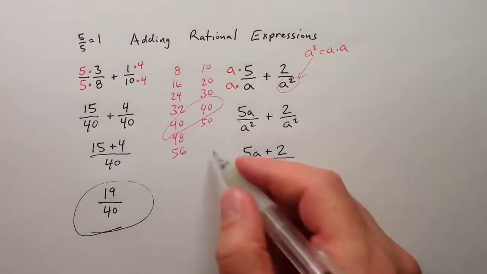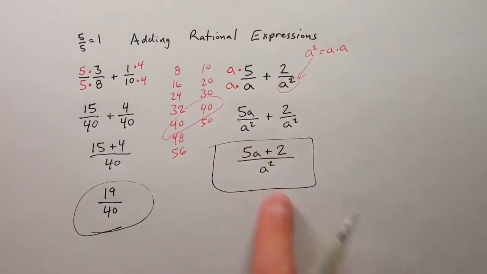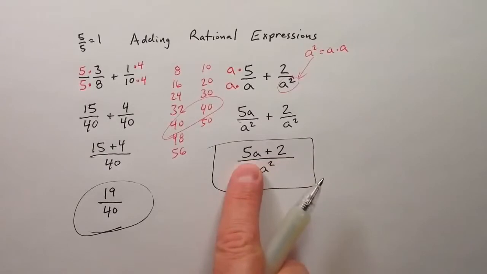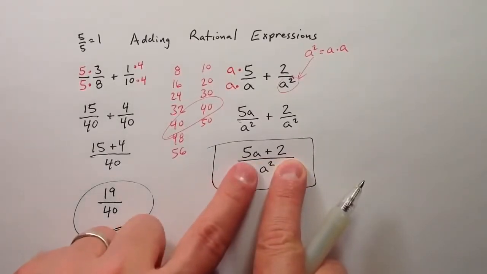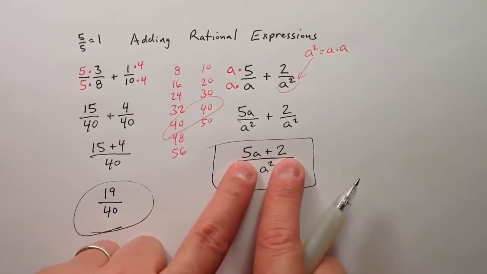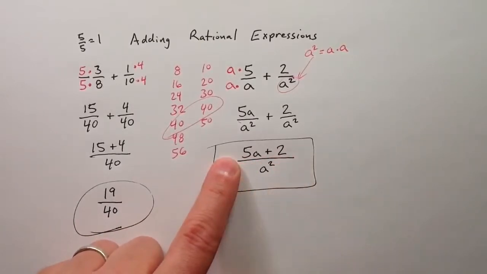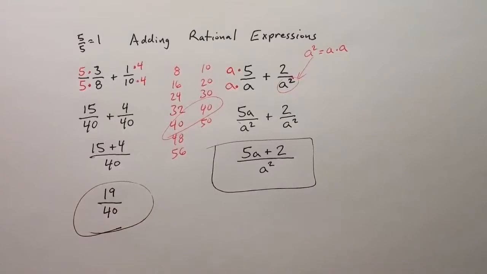But now, that's it, right? Because I can't combine those, because 5 times a and the 2 aren't like terms. They aren't similar because one of them has a variable and the other one doesn't. Also, let me point out, I can't cancel things because a is not a common factor. So the a that's up top doesn't cancel with the a squared in the denominator.